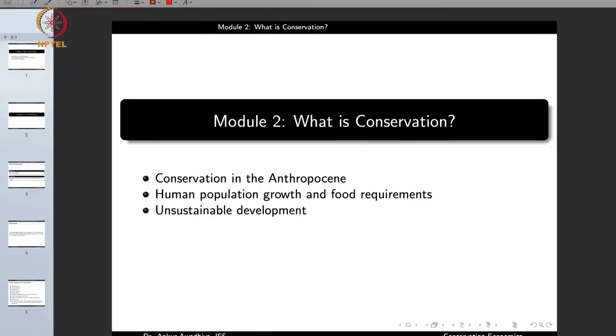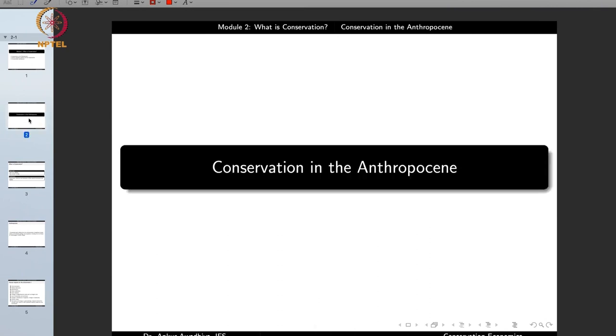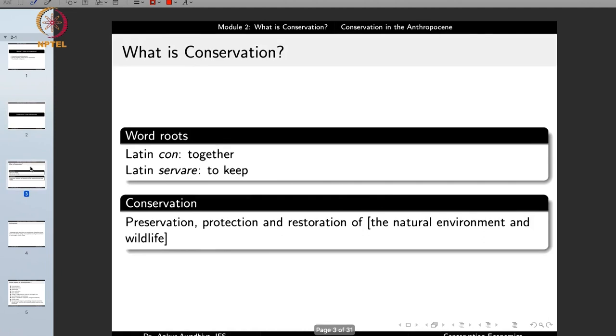Namaste. Today we begin a new module, What is Conservation? This module will have three lectures: Conservation in the Anthropocene, Human Population Growth and Food Requirements, and Unsustainable Development. So let us begin with Conservation in the Anthropocene.